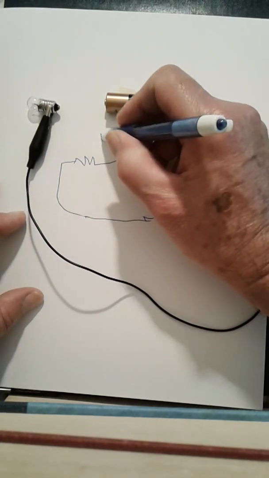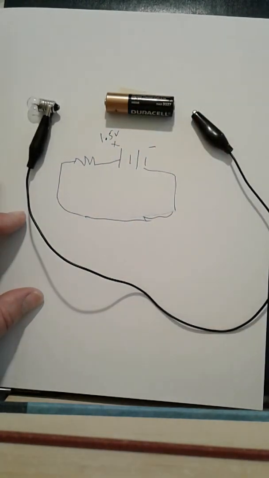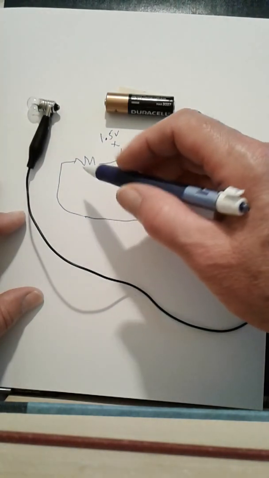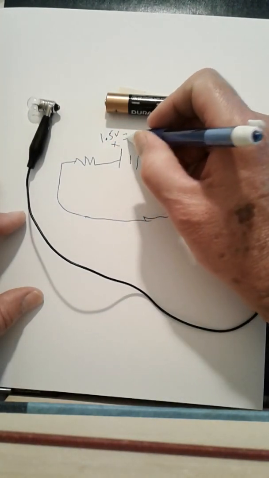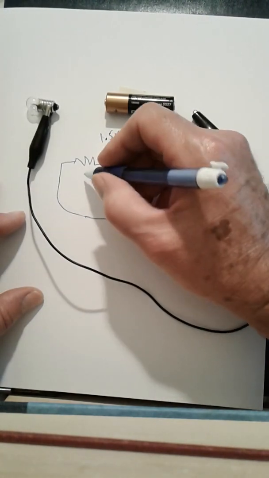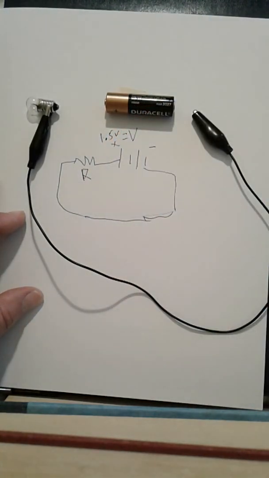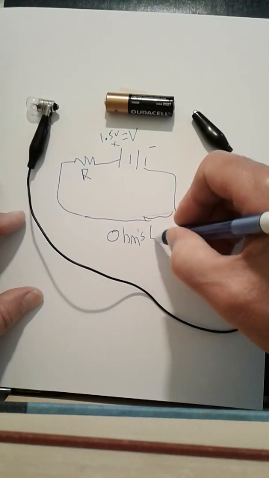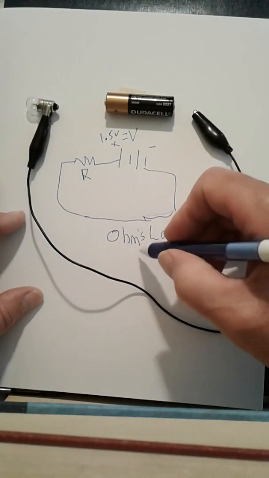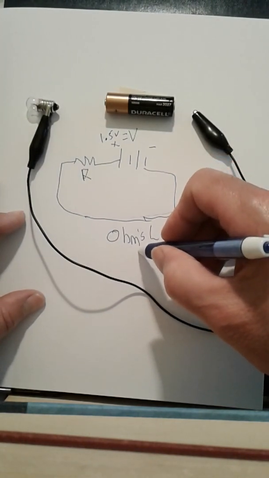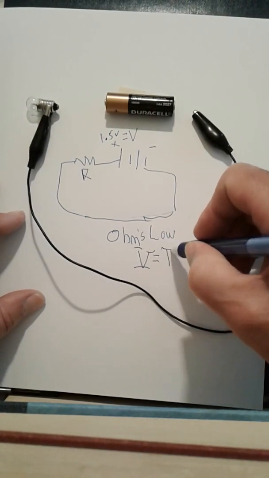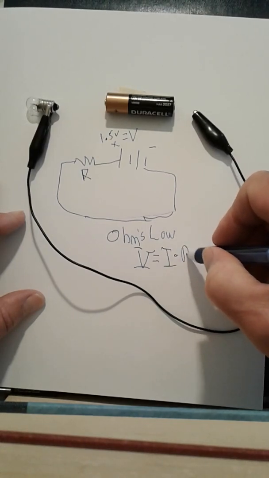We can write 1.5 volts, which means that the battery is providing energy to each charge that comes out. So this is going to have the symbol V. The resistor has resistance, or the bulb has resistance. That's R. And you may have heard of something called Ohm's law. Ohm's law says that the voltage across that resistor is equal to the current times the resistance.